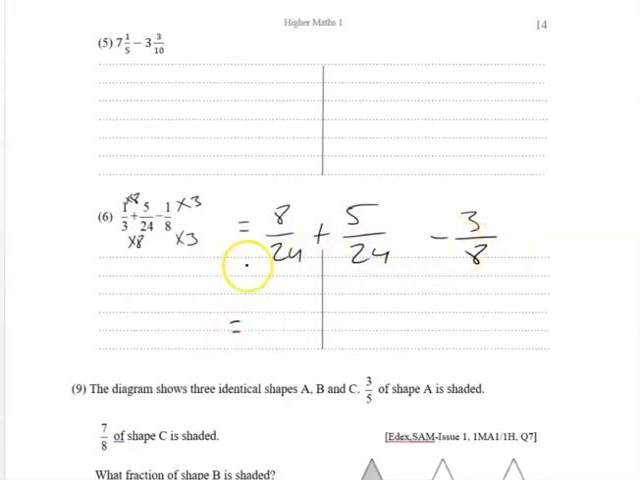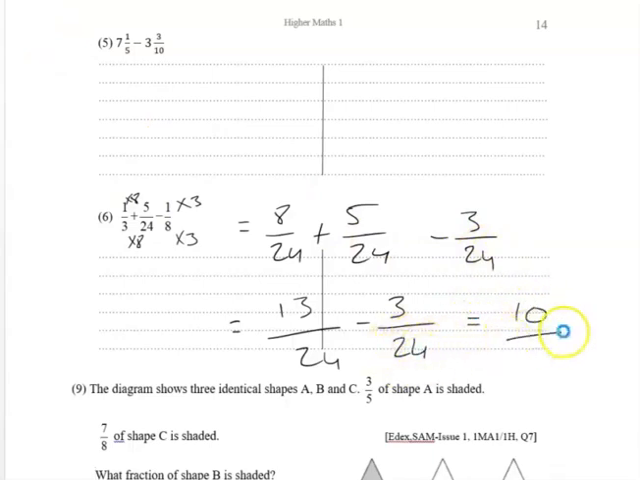So when we're solving it, 8 plus 5 is going to give us 13 over 24. Remember, you don't add the denominators. So we're going to do minus 3 over, that should have been 24 at the bottom. 3 over 24. And that's going to give us 10 over 24, which can be simplified further into 5 over 12.